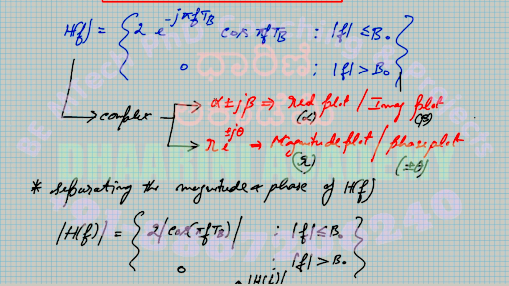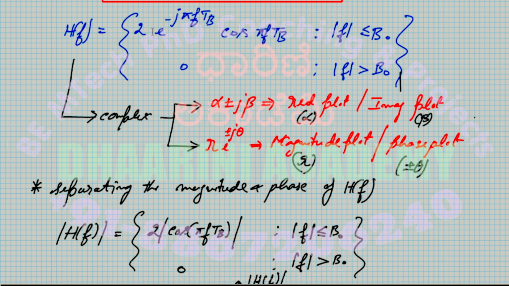And also we know the two different plots: either real and imaginary plot separately, or the magnitude plot and the phase plot. Okay, right. Now let me check what is the format of this H of f that we have written. This looks like 2 times e to the minus j theta cos of pi f T_b. So 2 and cos pi f T_b looks like a magnitude form. That's r. And if you have e to the power plus or minus j theta, that is a phase plot.